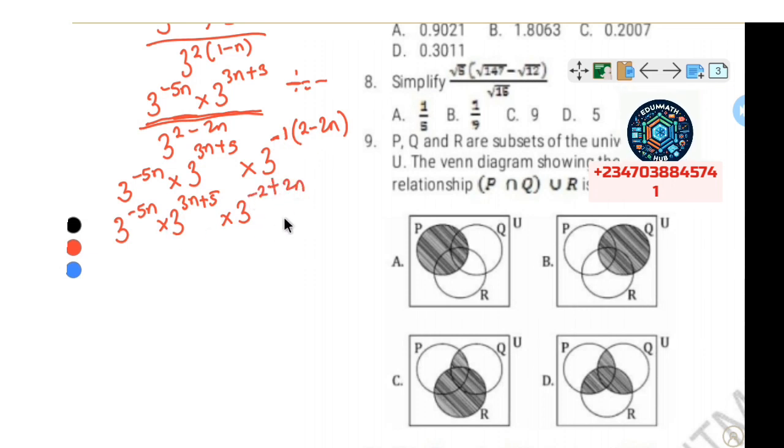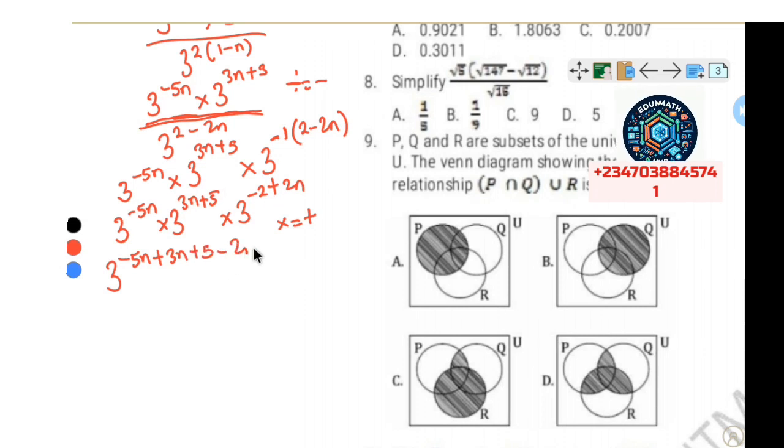Then this is times, so this is plus, so you have to add. The base is similar, you can see you have 3, 3, 3, so you pick one of them, then you add all the powers. So you have minus 5n plus 3n plus 5, I'm adding the powers right now, minus 2n plus minus 2 plus 2n.